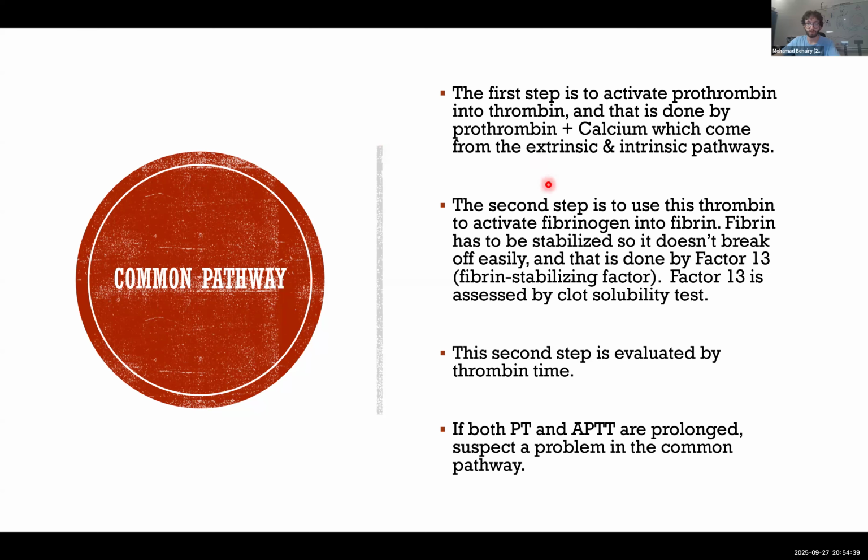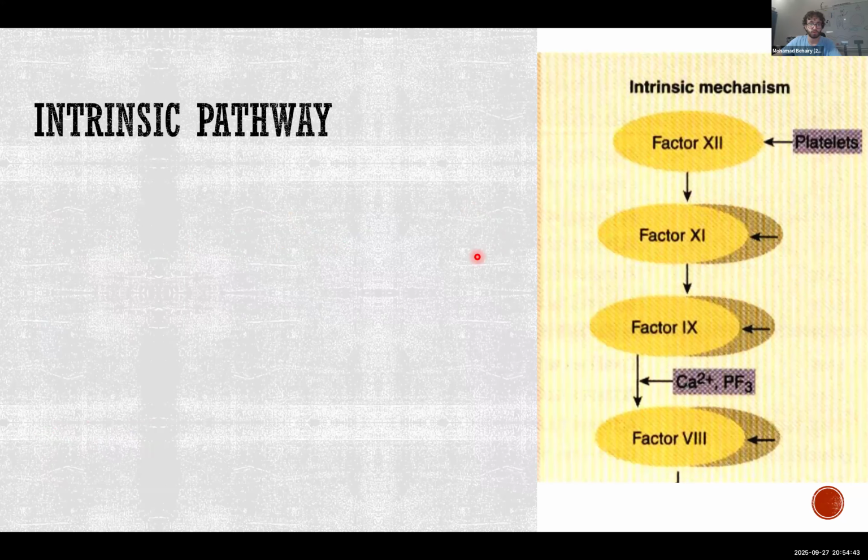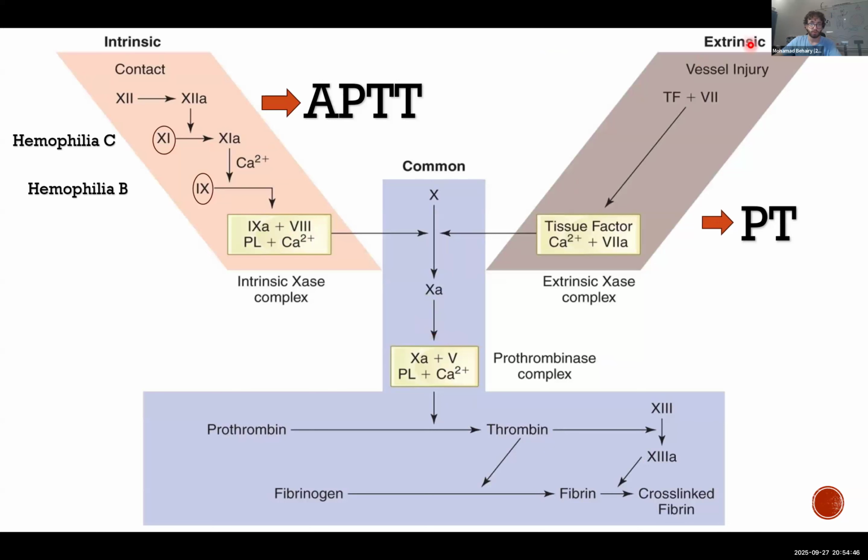Okay, we can go here. We can use this one. After the extrinsic pathway or the intrinsic pathway finally activates factor X, this factor X will combine with factor 5 to turn prothrombin into thrombin. Is that clear, Mariam? That's basically it. What's in the common pathway, as we said. That's basically it. Of course.